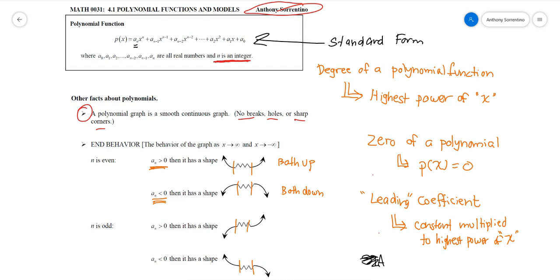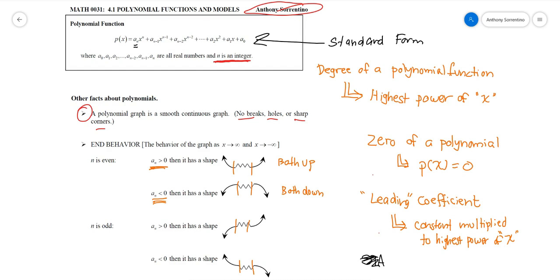And of course, getting back to the end behaviors, if the degree of the polynomial is odd, then basically the two ends are going to point in opposite directions. And for instances where the leading coefficient is positive, it's going to be pointing down on the left and up on the right. And then that's going to be reversed if your leading coefficient is negative. So there's a lot of things that go on with this that you have to be aware of in order for you to know what the end behavior looks like.